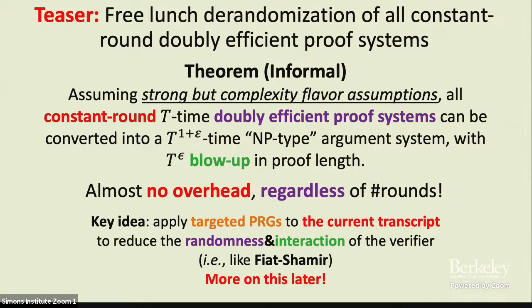The key idea here is that we apply targeted PRGs to the current transcript to reduce both the randomness and the interaction of the verifier. So very much like Fiat-Shamir, but with a very different analysis. I'll discuss this in detail later. Compared to the previous talk, the argument here means uniform soundness, soundness against uniform algorithms. Yes, I will define that when I get to the precise paper.